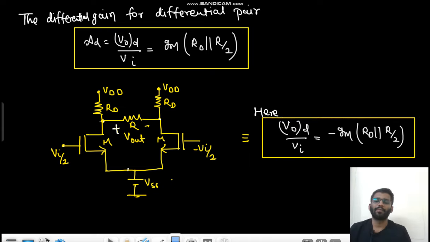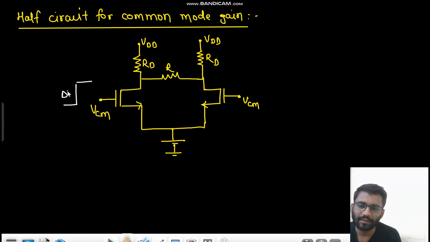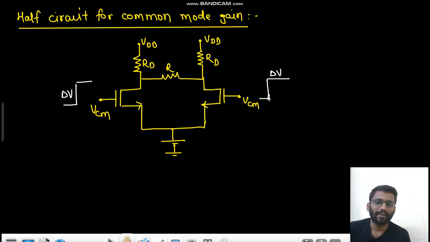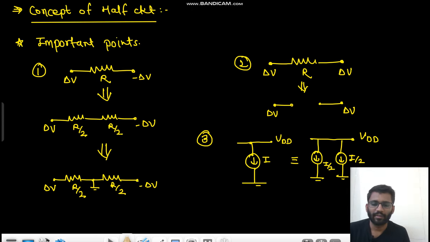Okay, let us move to the same circuit, but now we will calculate common mode gain. So for common mode gain, what will happen? Again, what you can see here is that for common mode gain, if this goes up by delta V, this will also go up by delta V, right? Because both are common now. If this goes up by delta V, what will happen to this one? It will go down by delta V. So here I have a resistance where both of the potentials are going down. So what will happen? I can open circuit this one, right? I should rather make it like this.